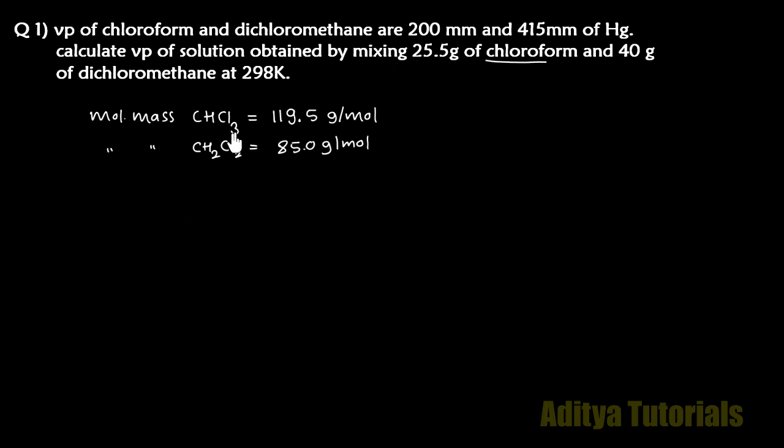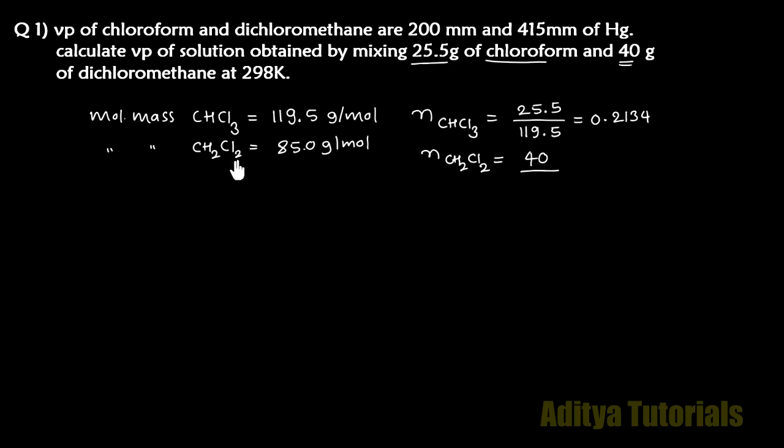Now let's see the number of moles of chloroform, that is, number of moles of CHCl3, given by given weight divided by molecular mass. Given weight is 25.5, and that should be divided by molecular mass, that is 119.5, and we get the answer here, that is 0.2134. And similarly, the number of moles of dichloromethane, N of CH2Cl2, is equal to the given weight of dichloromethane, 40 gram, divided by the molecular mass of dichloromethane, that is 85, and we get the answer here, that is 0.4706.